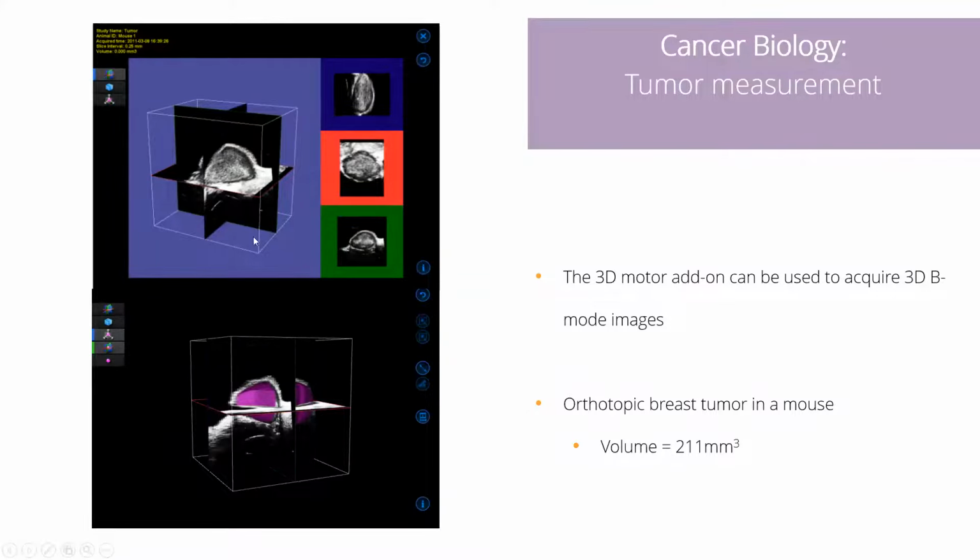You can then use a software analysis package to be able to create your 3D volume. Here, the orthotopic breast tumor measured 211 millimeters cubed. And so you could use and monitor that same animal over time to look at changes in tumor volume as the disease progresses, or regression of disease if you're giving a therapeutic intervention.